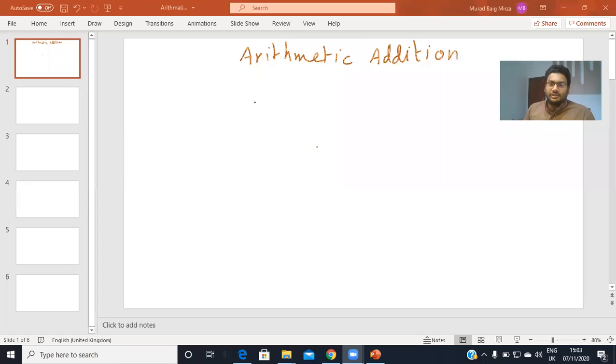First, we recall what we have studied in the last video. In the last video, we studied the main difference between unsigned binary numbers and signed binary numbers, how to deal with them, how to write them, and how to recognize or differentiate between unsigned and signed binary numbers. Today we'll talk about arithmetic addition.